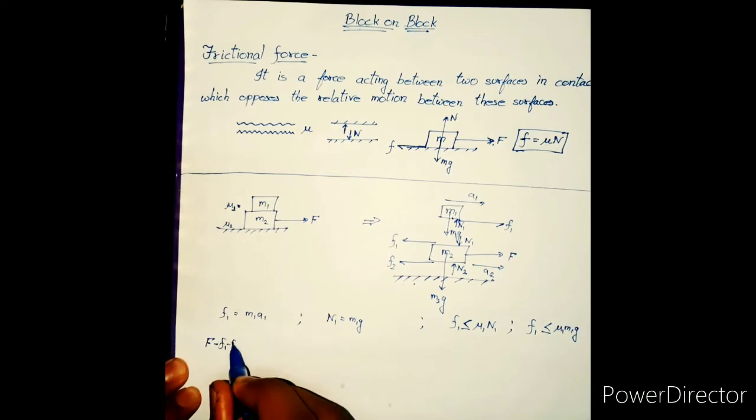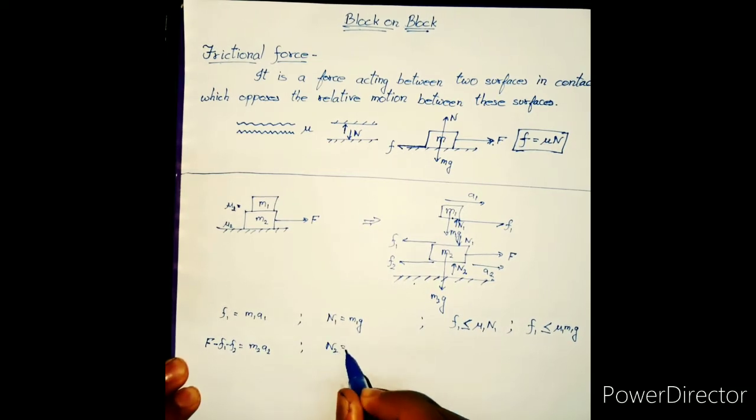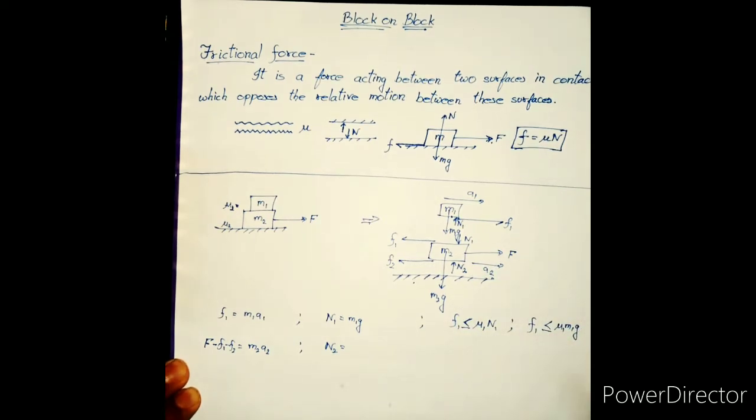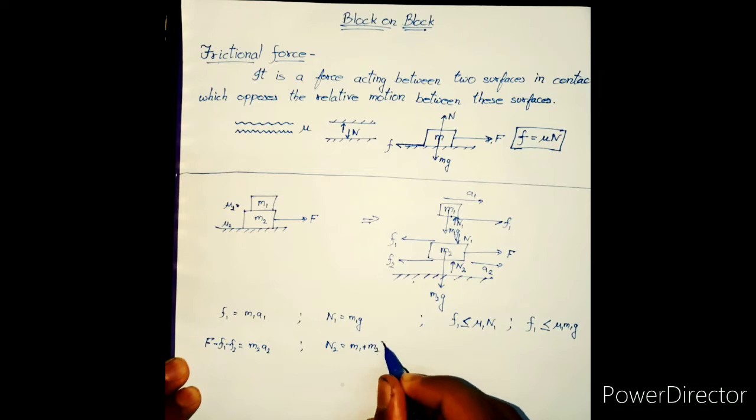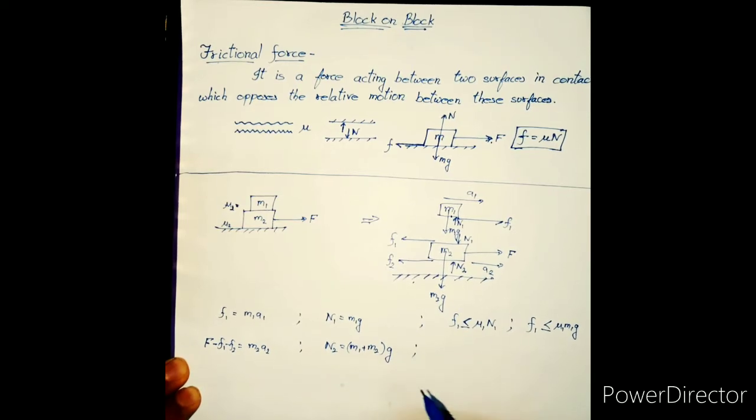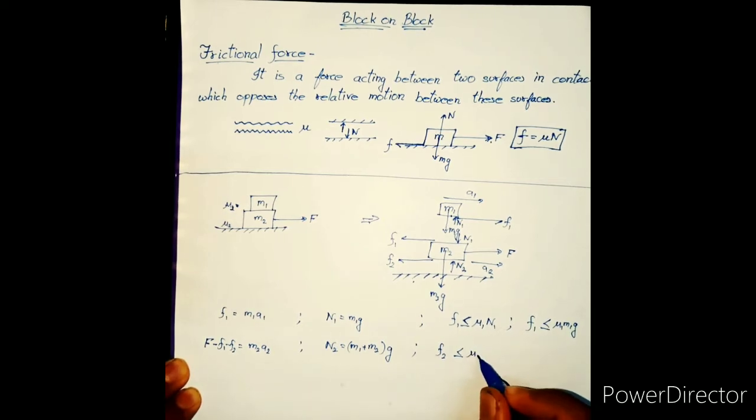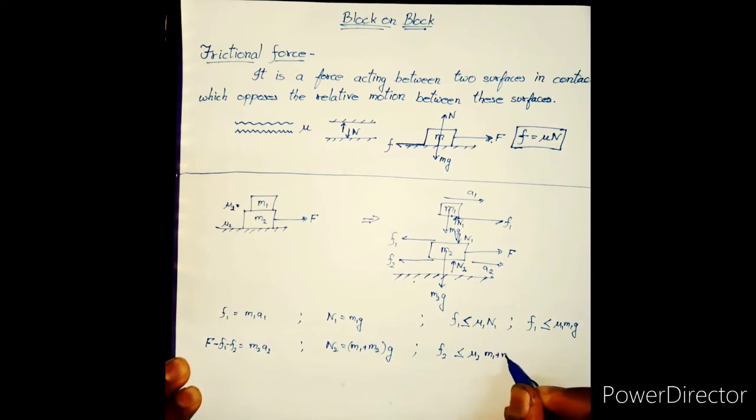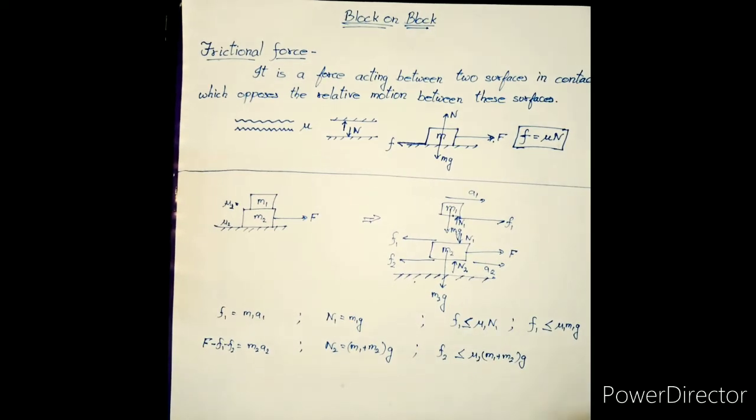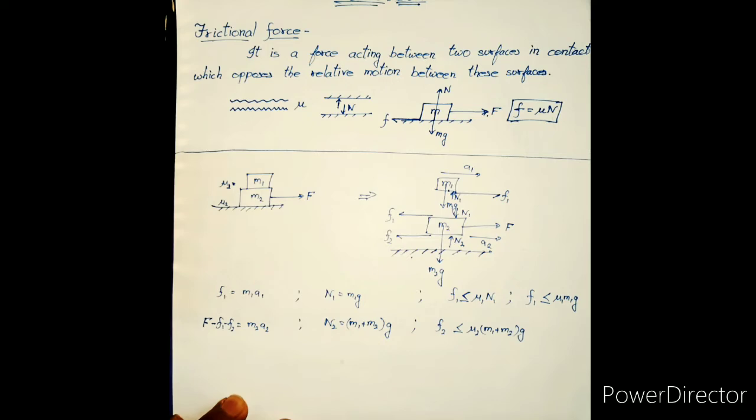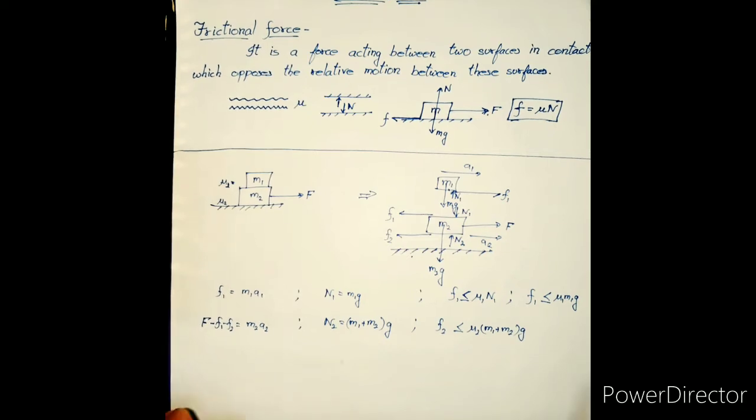And the same for block 2: F minus F1 minus F2 equals m2a2, and here the normal force N2 will be equal to m2g plus N1, and N1 is m1g, so I can write it as (m1 plus m2) times g. And again the frictional force F2 will be less than or equal to mu2 times N2. So these are the general equations we would get when a force is applied on the lower block.